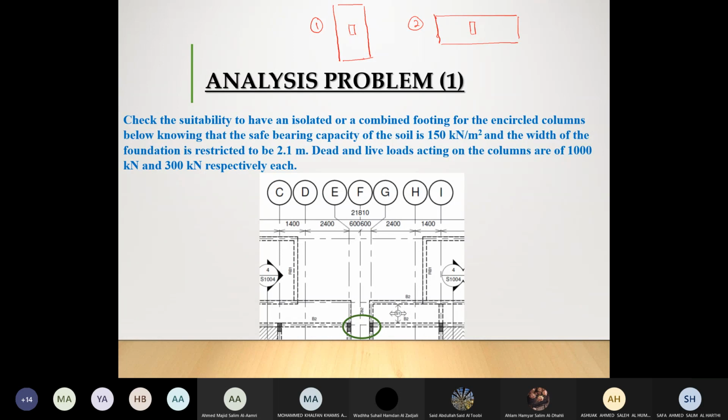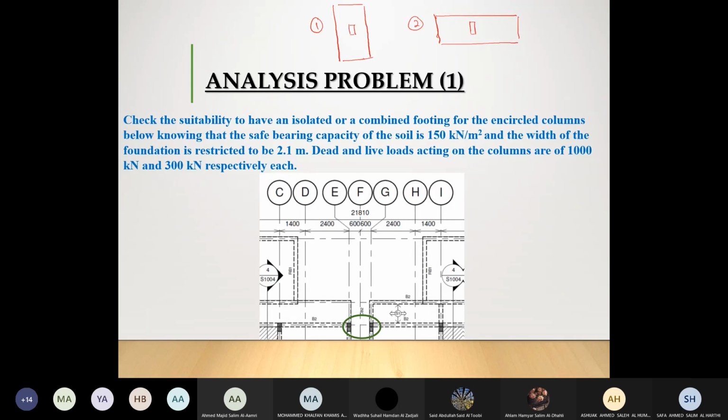Now this is very important for you. The orientation of the foundation is very important. The orientation of the foundation is going to save you a lot of reinforcement if you are a good engineer. Now you can see here what will happen.